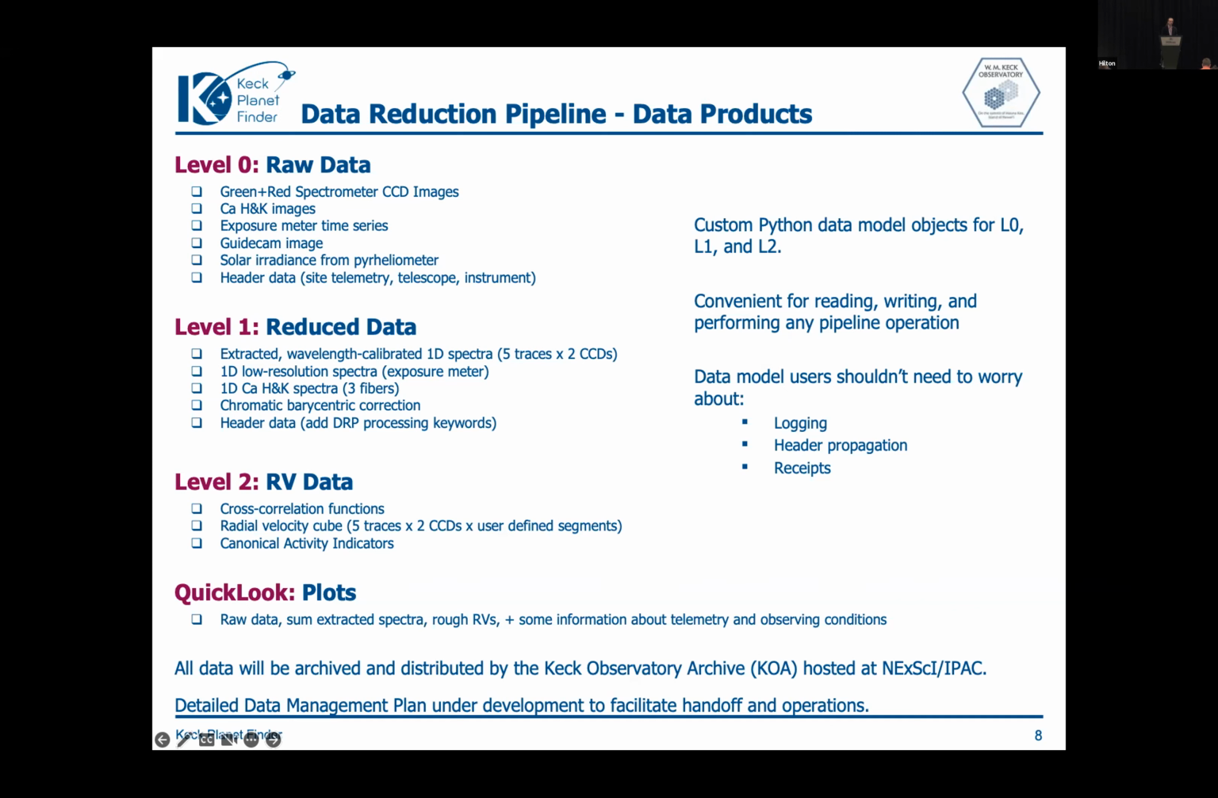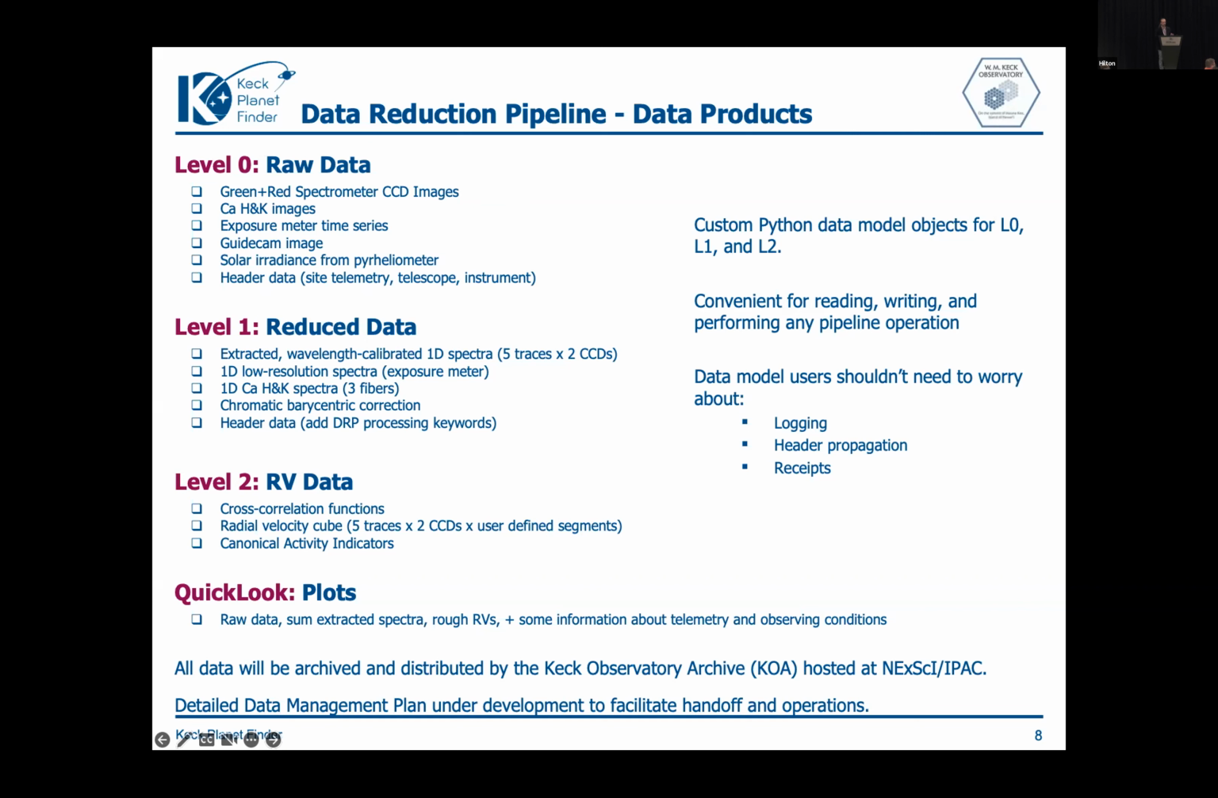In the data reduction pipeline, we've also implemented these Python data model objects that make it much more convenient to interact with these data products. Essentially, these are multi-extension FITS files that may have dozens of extensions. And instead of having to go read documentation and see, is the 12th extension the RV table, the Python data model objects help you do that. So you can actually use the pipeline to read and write.